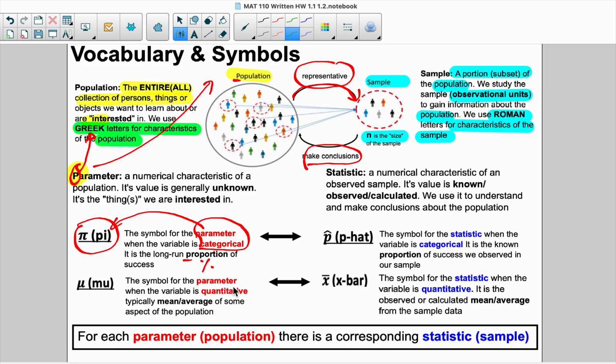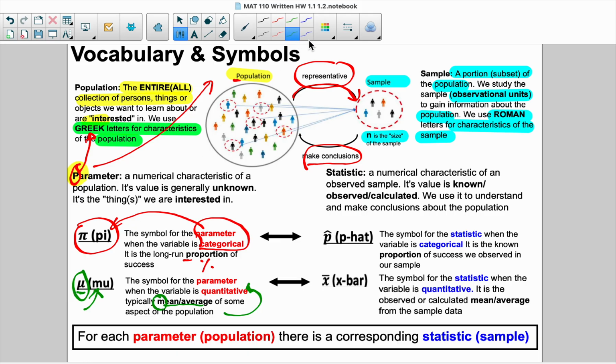When we're talking about a mean or an average of the population, that means we're talking about a quantitative variable. And mean starts with M. Mu is a Greek letter. We say it M, we write it as mu, okay? But mu is just the Greek letter for M. Okay, so Greek letters for the population.